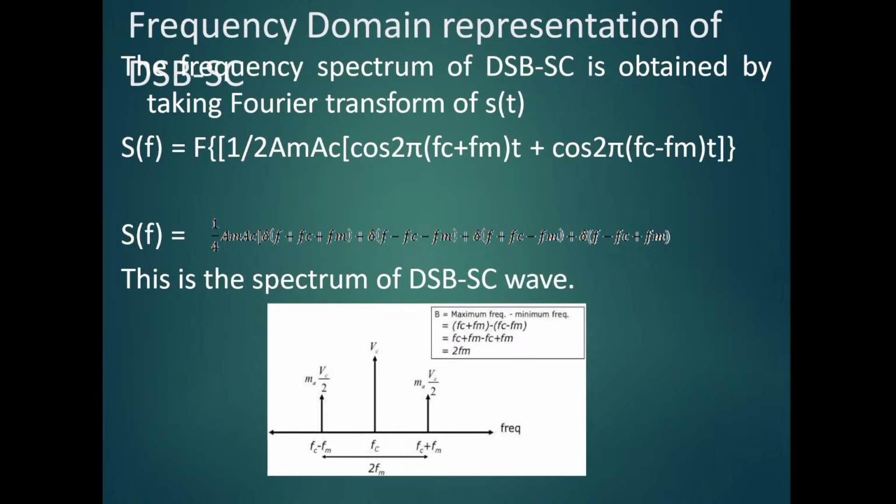Now let's move on to see the frequency spectrum of a double sideband suppressed carrier. I already showed you this. If FC is our carrier frequency, then this will be FC minus FM, and this will be FC plus FM. This is the lower sideband, and this is the upper sideband. So in our case, the carrier has been suppressed. This is the frequency domain representation.